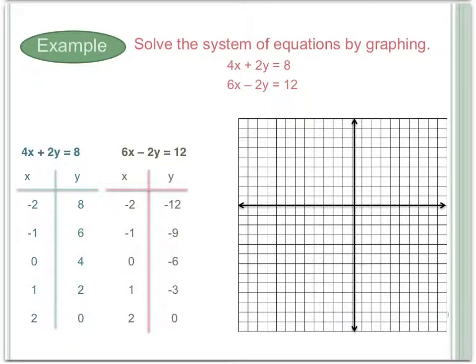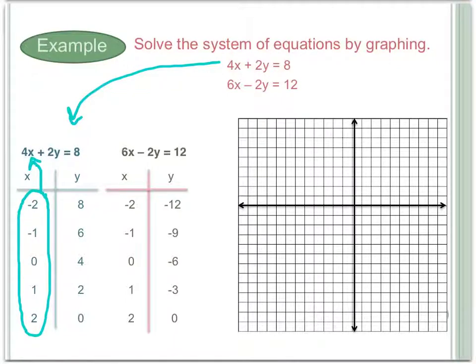For this example, we're asked to solve the system of equations by graphing. The two equations are 4x plus 2y equals 8 and 6x minus 2y equals 12. To graph both of these lines, we can use an xy table shown at the bottom left. For the first equation, we can plug in x values to find their corresponding y values.